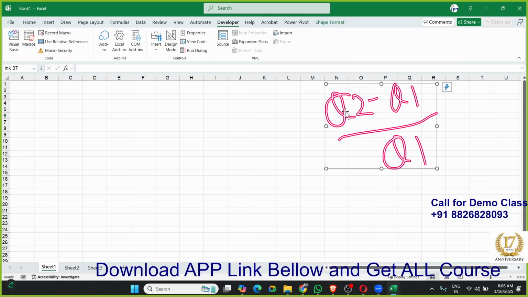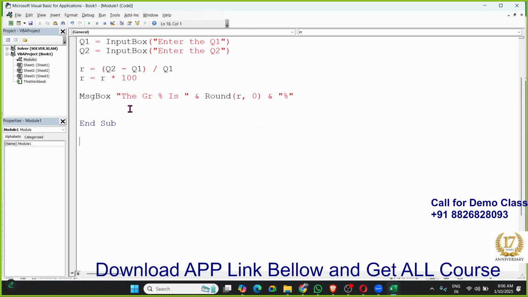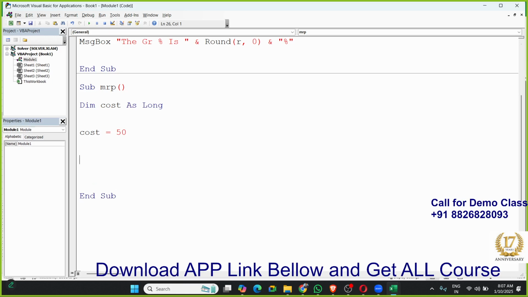We need to calculate, one by one, all the margins in the supply chain. Sub MRP, bracket open close. Here we have Dim cost, product making cost, as Long. Then cost equals 50. You can also use an input box, but here we write 50 directly. Now we define the result, Dim r as Double.